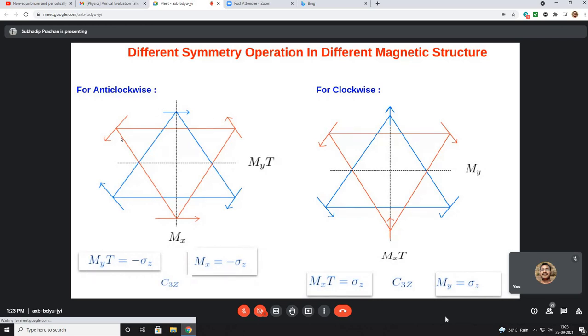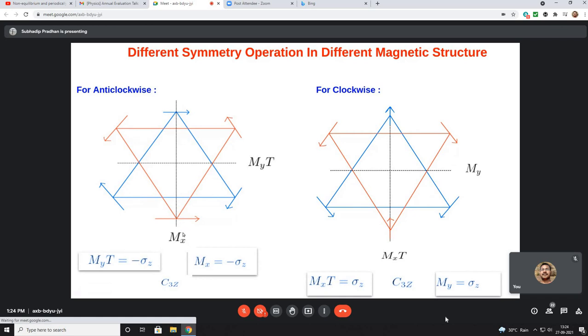And let's take these two spins, just this spin and this spin, and let's say there is a MY mirror operator. So what will be that case? That spin will be in that direction, in the below direction. So we need another symmetry, that is T symmetry, which will be MYT, which is taking this to that point. So there is a MYT symmetry in this structure, and along the H direction, for this spin, the mirror operator MX is taking this spin to that direction. So we can say that for this anti-clockwise structure, there is a MYT symmetry and there is a MX symmetry.